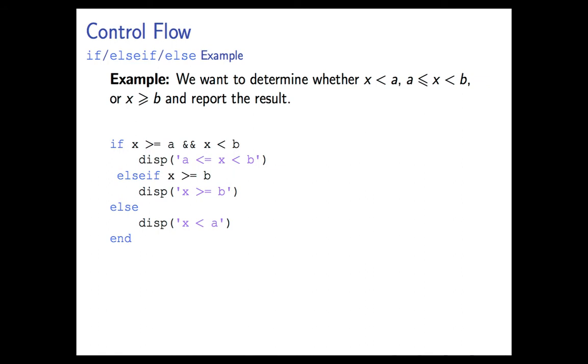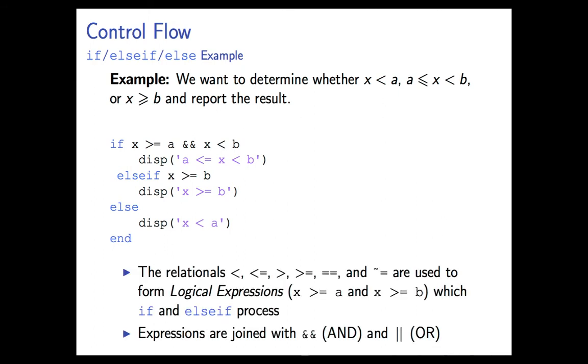And then finally, we have the else, where it's guaranteed after the first two conditionals that x is less than a, and we'll display that. And this shows how we create a conditional.